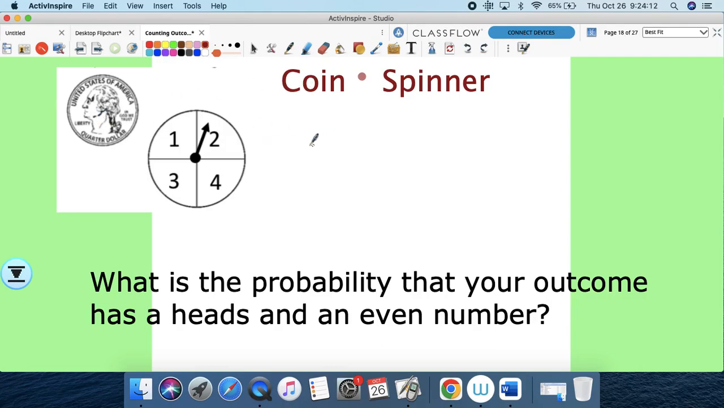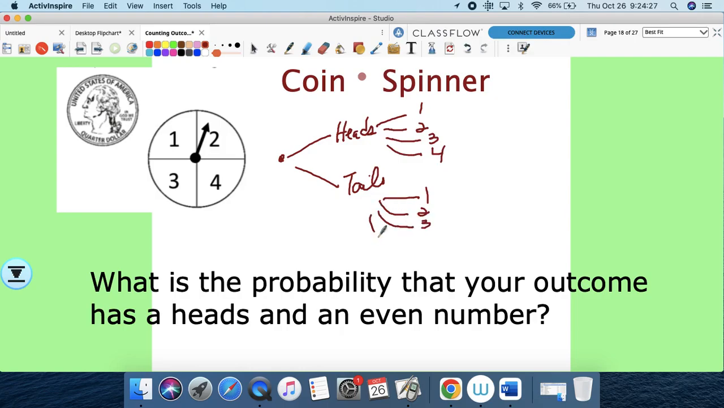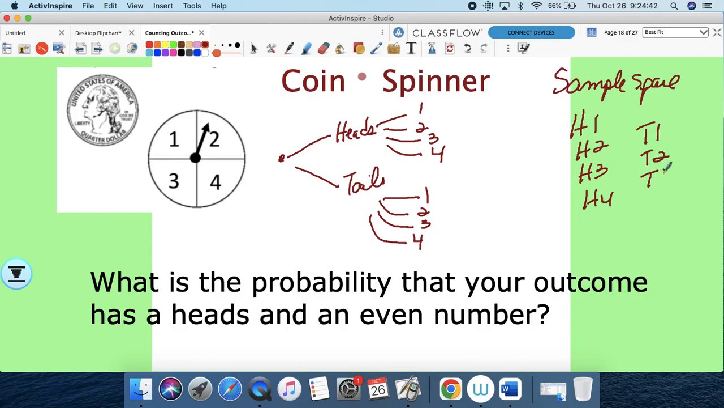So a coin, if you flip it, you can get heads or you can get tails. And then you spin the spinner, you can get heads in 1, heads in 2, heads in 3, heads in 4. Tails in 1, tails in 2, tails in 3, tails in 4. Now, the sample space, you have to list, so we can get, now abbreviate, you can do that. Heads in 1, heads in 2, heads in 3, heads in 4, tails in 1, tails in 2, tails in 3, tails in 4.